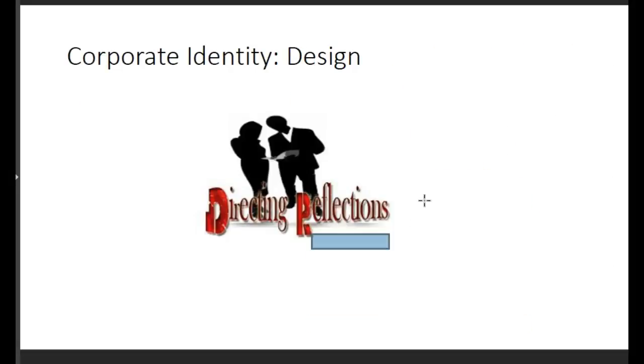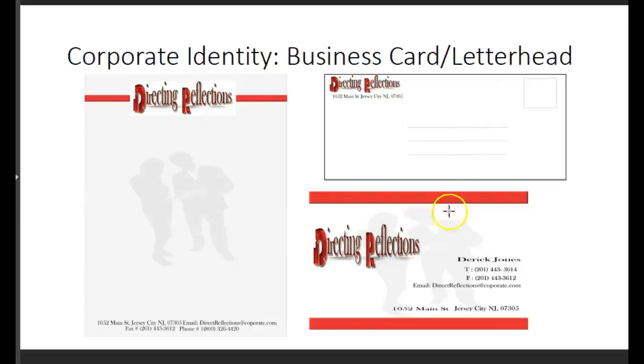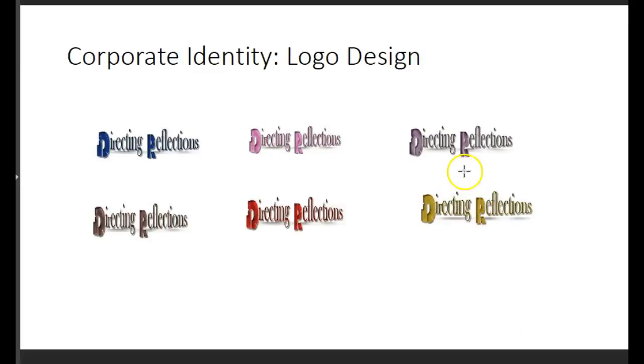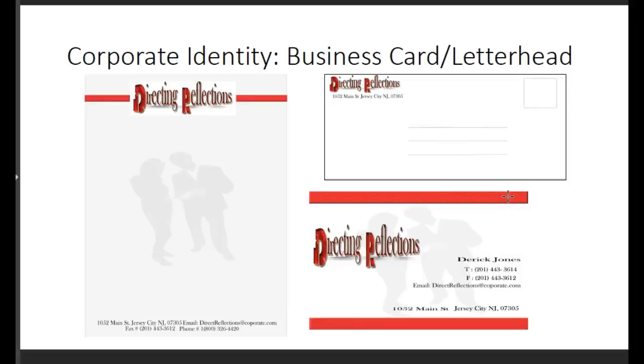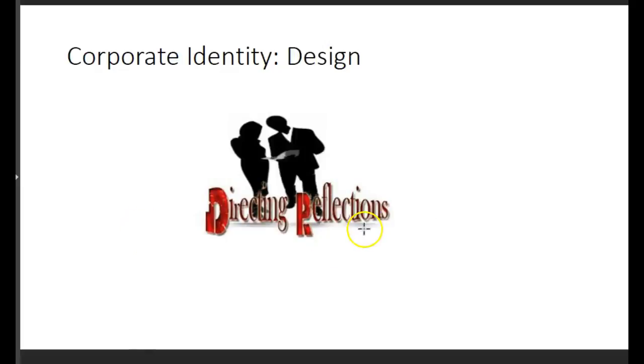So that way we know, because right now we look at directing reflections and we just don't know what they do. We get, here's the letterhead, still can't figure out what they do. Envelope, no indication here of what they do. Then we come down to the logo sheet, nothing there. Then finally at the signage, we see business management. So let's use that right in the logo to make it clear from the start exactly what this company does.